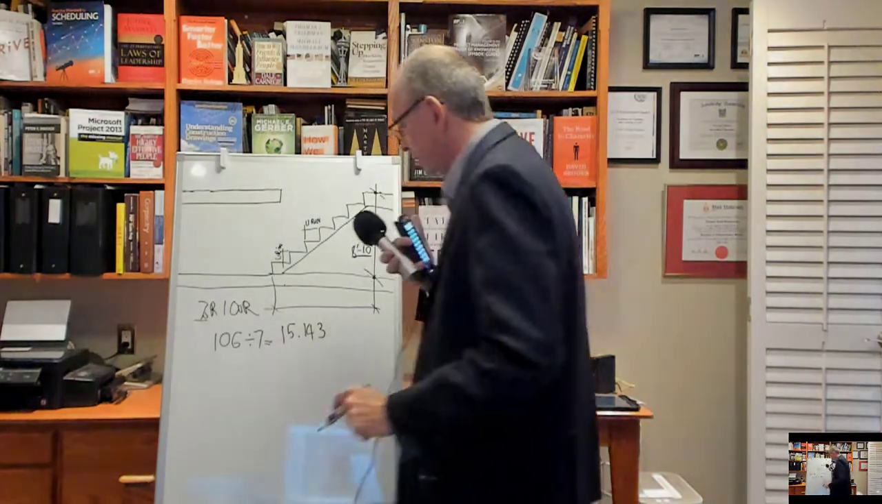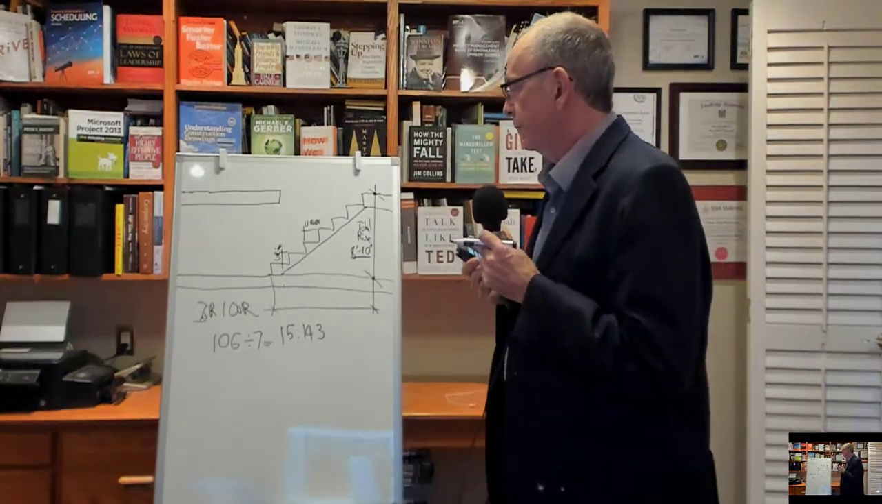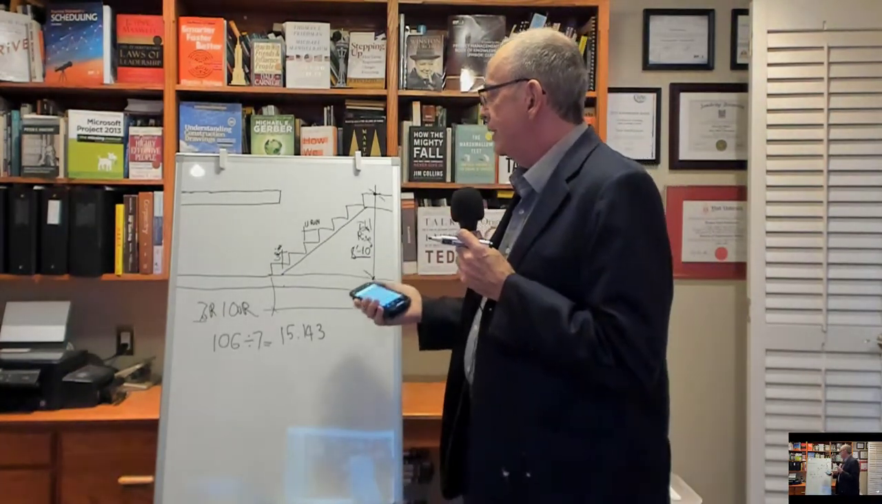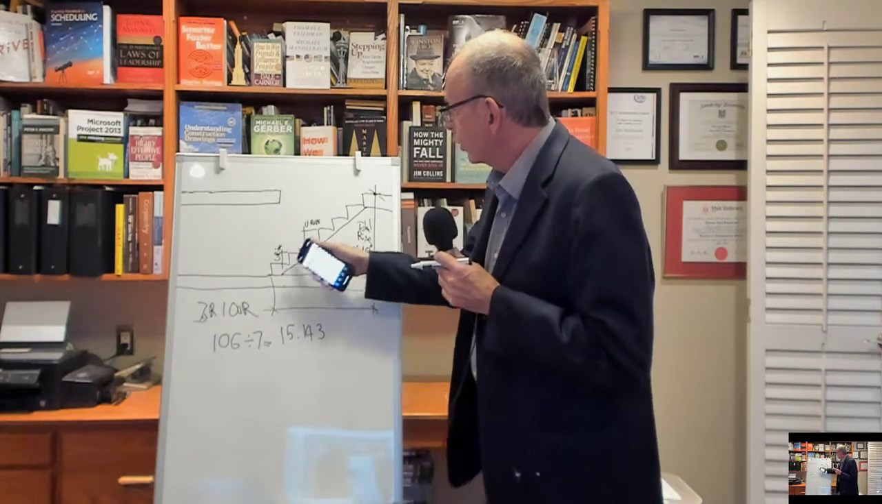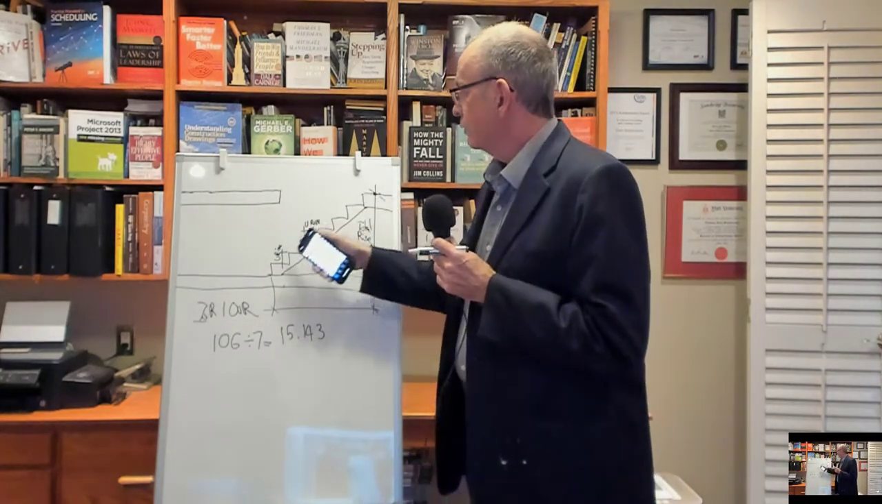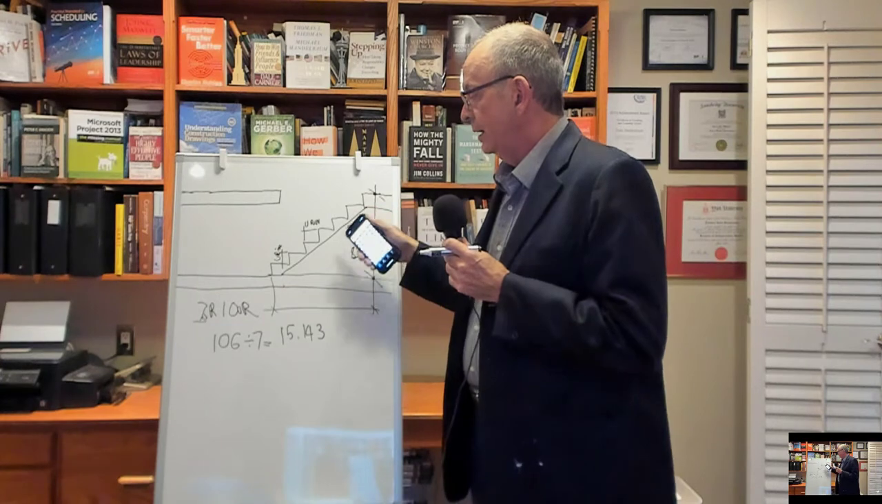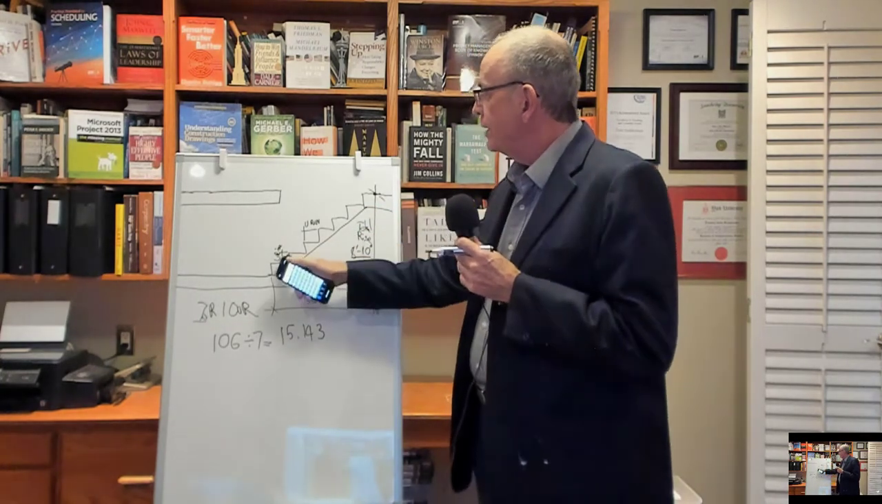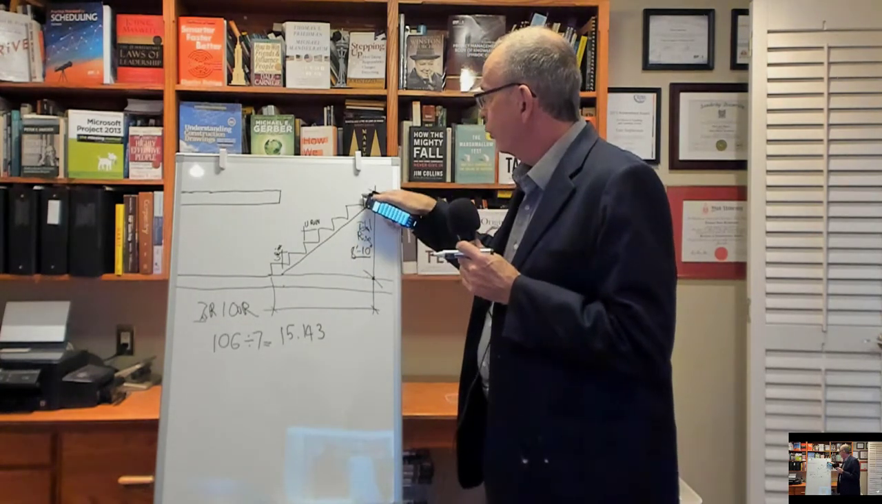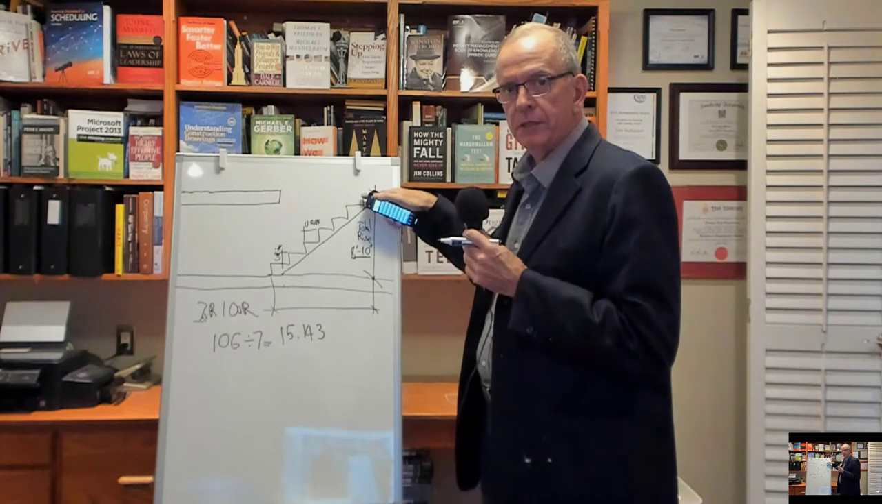15.143, I'll call it. So that means we have 15.143 risers. If I round that off mathematically, we're going to have 15 risers, because we don't want to have 0.143 of a riser. Everybody's going to trip on that.